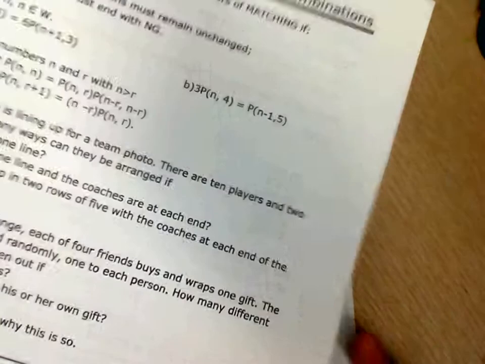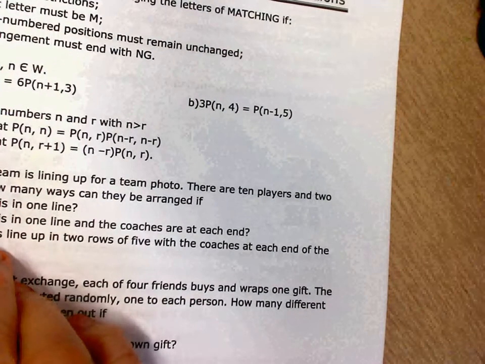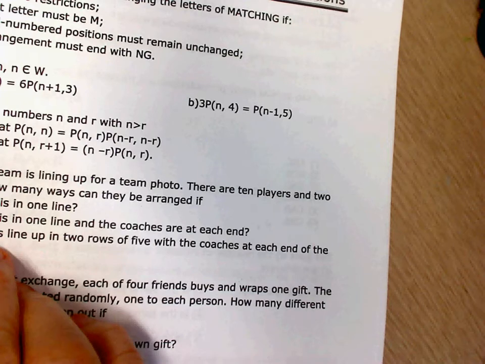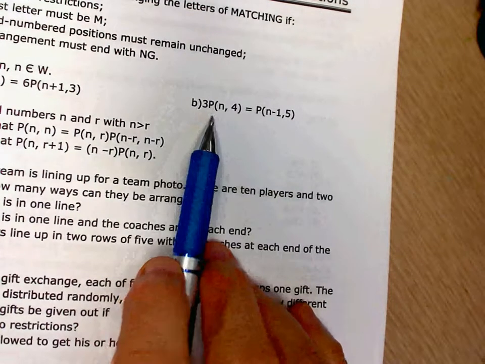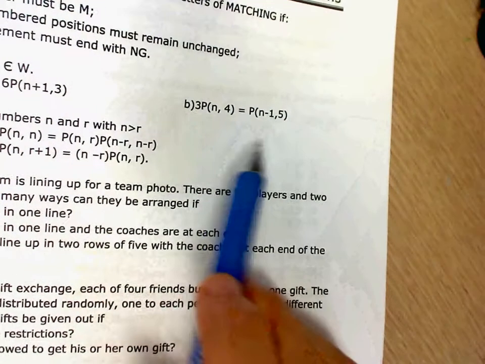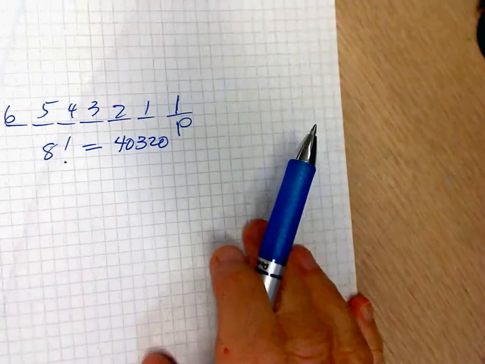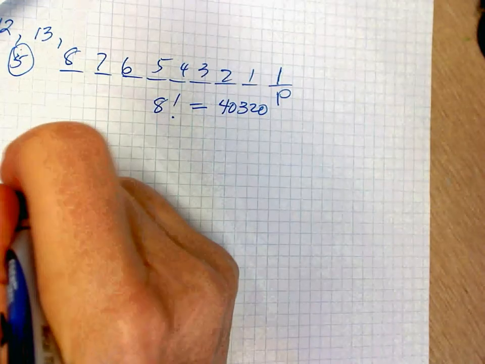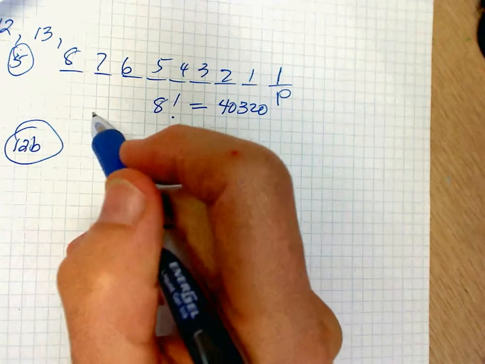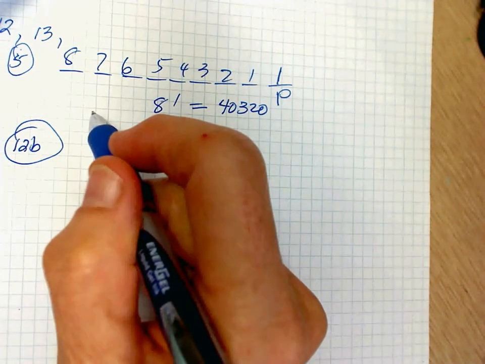So here's number 12. Which one in 12? Either one? Okay, why don't I do B? 12B. Do you mind hitting the door? Closing the door. Thank you.